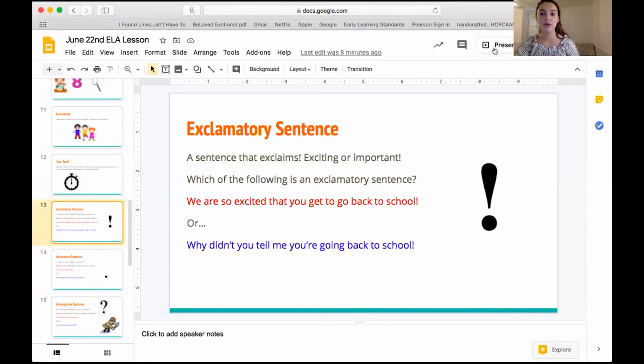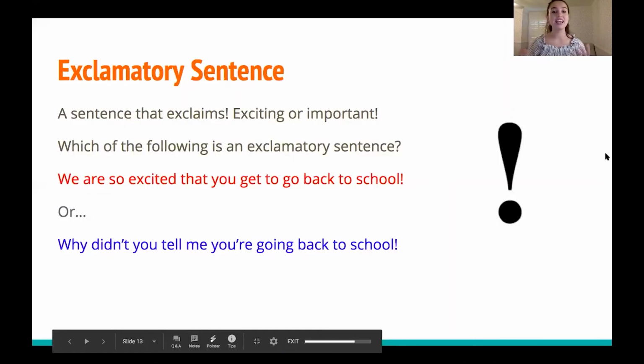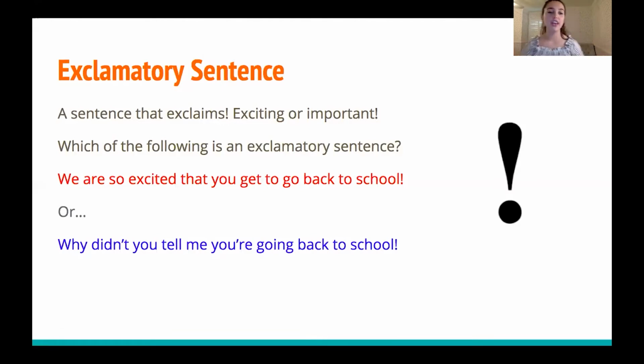So we are going to jump into the first one that we will talk about, and that is an exclamatory sentence. And I love an exclamatory sentence because it is a sentence that exclaims something exciting or important. So we are going to look, and I'm going to have you guys answer. Which of the following do you guys think is an exclamatory sentence? We are so excited that you get to go back to school. Or, why didn't you tell me you're going back to school? Which one do you guys think is an exclamatory sentence? I'm going to give you guys a second to answer that.